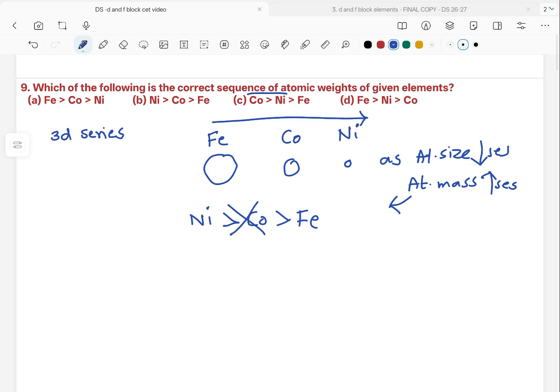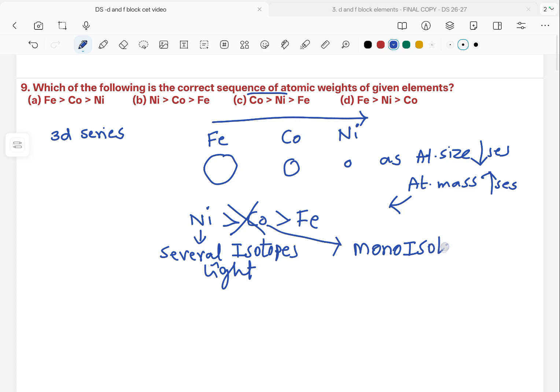Why? Because nickel is seen in several isotopic forms. Several isotopes it sees, and these several isotopes are very light. Several light isotope forms it is seen. Whereas cobalt is seen in only one form. It is monoisotopic of heavy atomic mass.